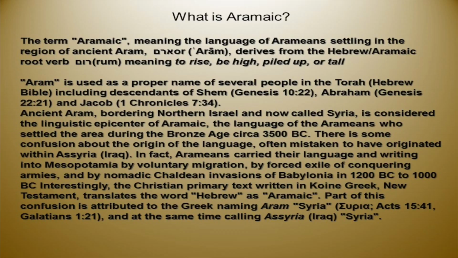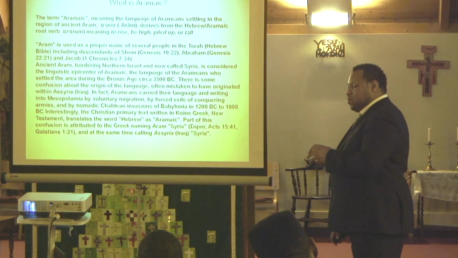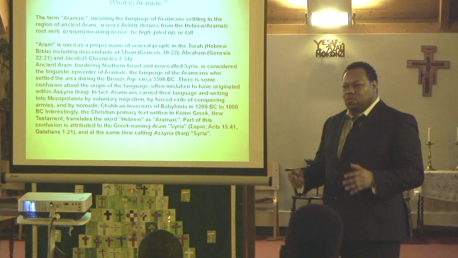Interestingly, the Christian primary text written in Koine Greek, the New Testament, translates the word Hebrew as Aramaic. Part of this confusion is contributed by Greek naming Aram, Syria, in Acts 15:41 and Galatians 1:21, and at the same time calling Assyria, Iraq, Syria. So there's all the confusion there.